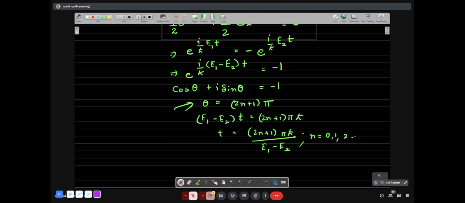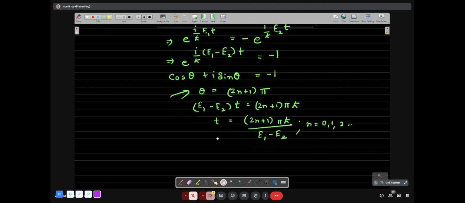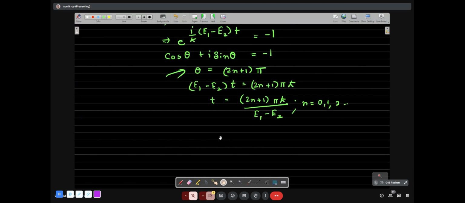If we take the value of n as 0, then cos pi is minus 1. If we take n as 1, then cos 3 pi is minus 1. It comes like this. Now we were asked: after what minimum time does the wave function become orthogonal? For t to be minimum, what should n be? Zero. So the minimum time after which the wave function becomes orthogonal to the wave function at t equals 0 is pi times h cut by e1 minus e2. Okay?